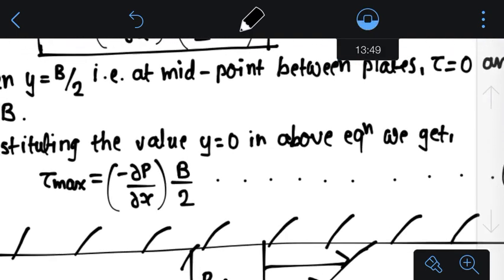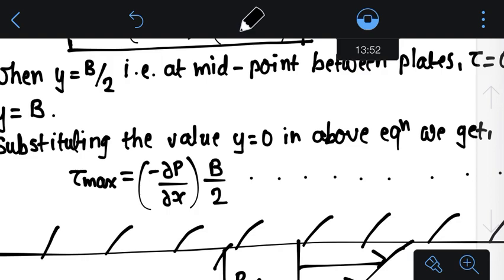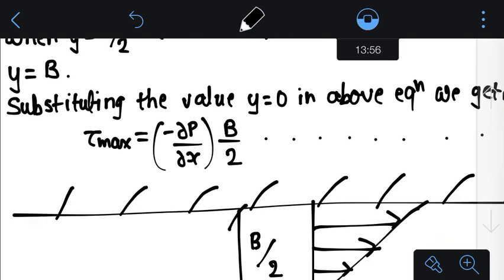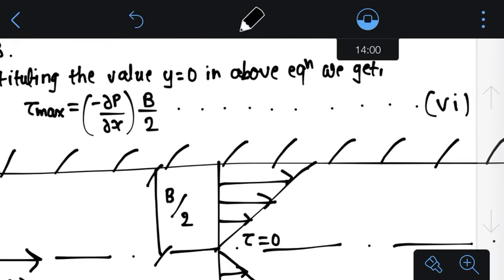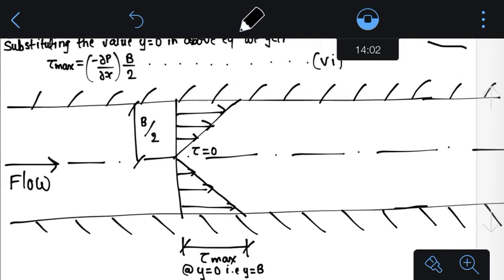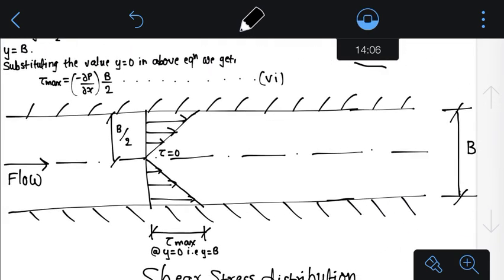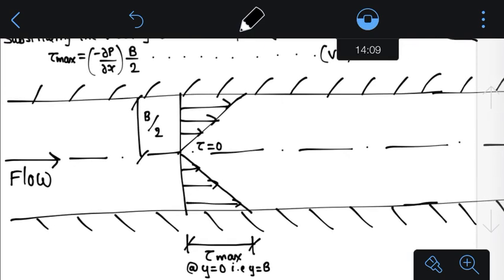So if you substitute the value of y equals 0 in this above equation of the tau, we'll get tau max equals minus ∂p/∂x into b by 2. So this is the equation for your maximum shear stress, and this is the diagram showing the shear stress distribution. So these are two parallel fixed plates, and this capital B is the distance between the two plates, and this is how your shear stress is going to distribute.